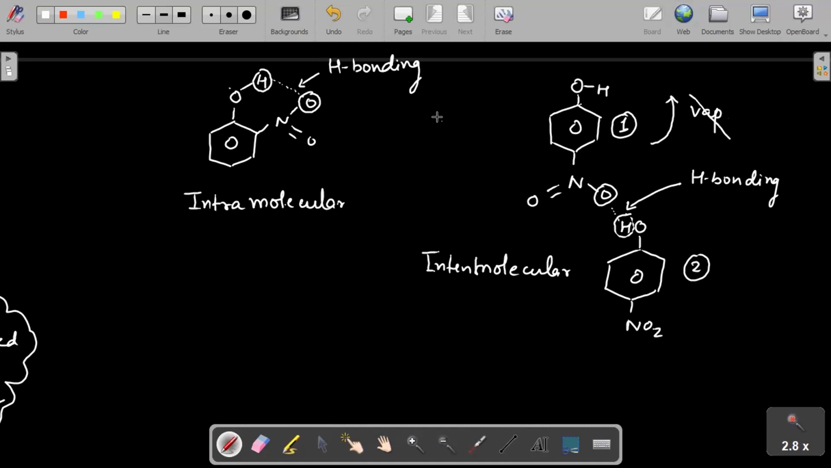So the boiling point, if you compare, the para derivative has a higher boiling point compared to ortho. The hydrogen bonding is formed in both the molecules, but in the ortho derivative, there is intramolecular. So in the exam, we are looking for intra and inter. These are the two important keywords for writing the answer. It is clear.